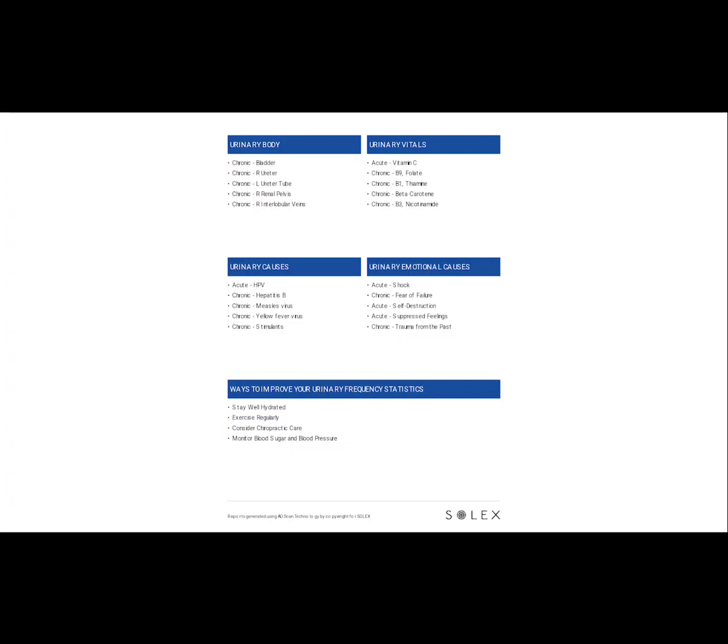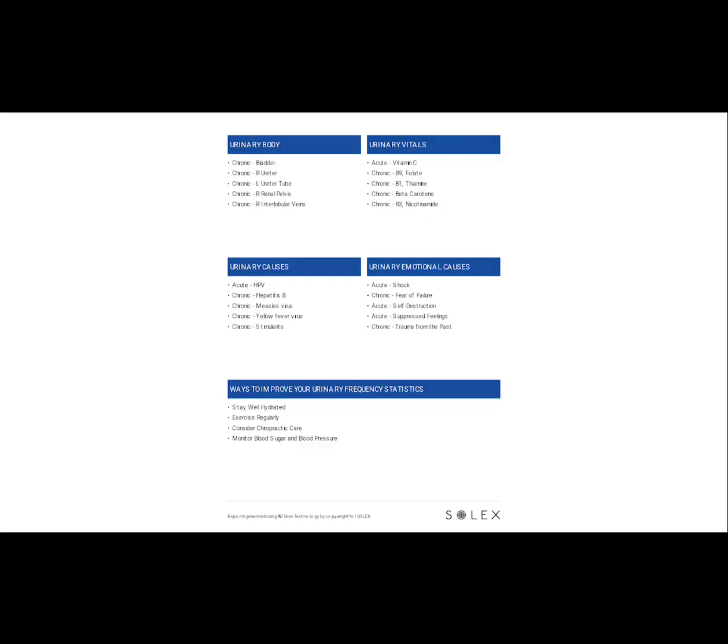So under urinary, number 1, stay well hydrated. She's just not drinking anywhere near enough water. The second one for urinary, exercise regularly. The third one was chiropractic. If her spine's not aligned and she's got subluxation down in that pelvic sacrum area, it could be that the blood flow isn't going around properly to the urinary area. So here again, consider chiropractic care.